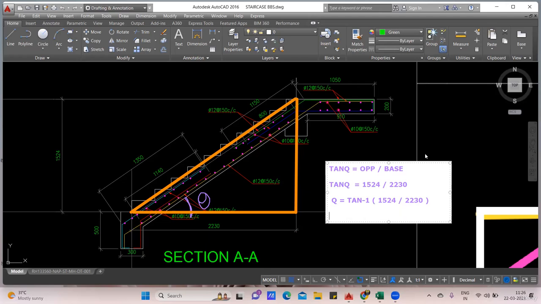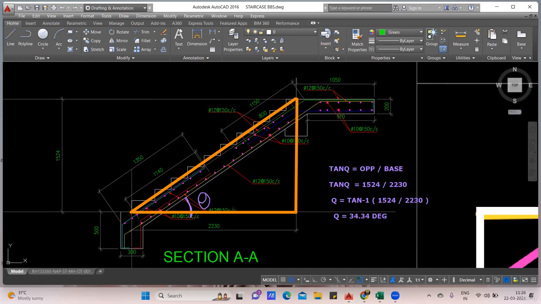Once you do this calculation, your angle Q will be 34.34 degrees. So that means the slope at which this staircase waist slab is being put is at an angle of 34.34 degrees. Once I get this angle, only then can I do the remaining calculation. This much you understood? Great. So try to do up to here.